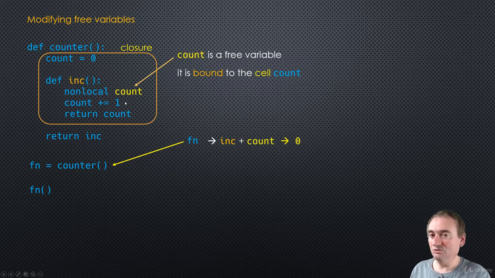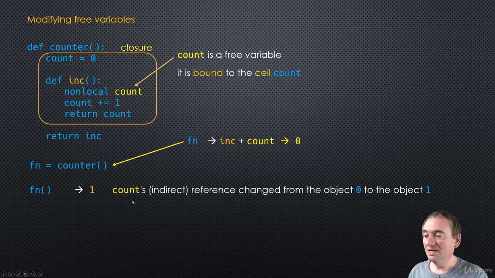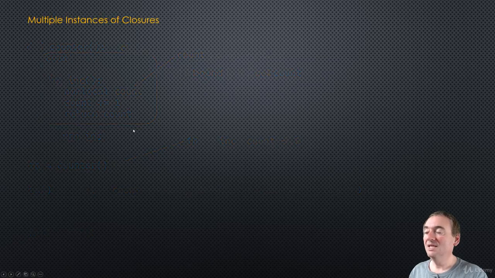So count is equal to 1, right? Sets it to 1, returns count, and we get 1 back. Makes sense, right? Count's indirect reference changed from the object 0 to the object 1. If we call fn again, we get 2. Well, yeah, count was 1. We add 1 to it, that's 2, and then we return that, so we get 2 back, right?